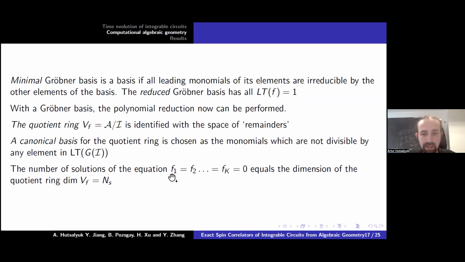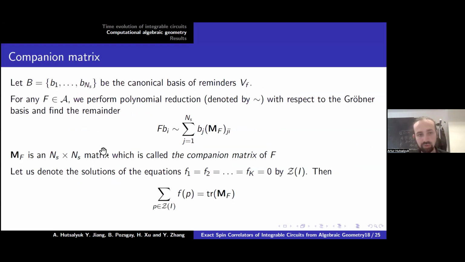So the number of solutions of this F that define basis into our ideal is equal to the dimension of the remainder. Okay, if no questions so far, we want to define one more mathematical object, and after this we will finally be able to formulate a connection between where we started from.